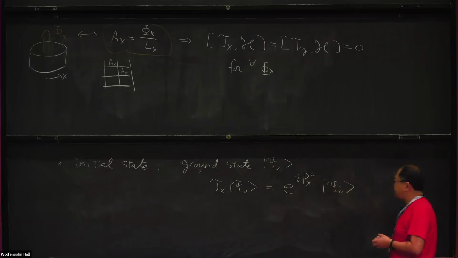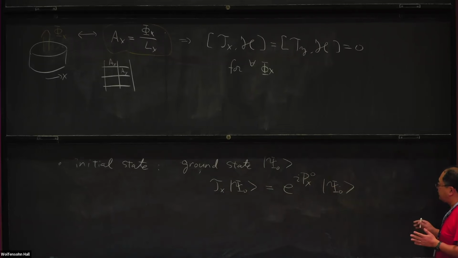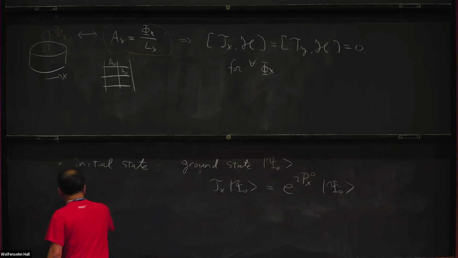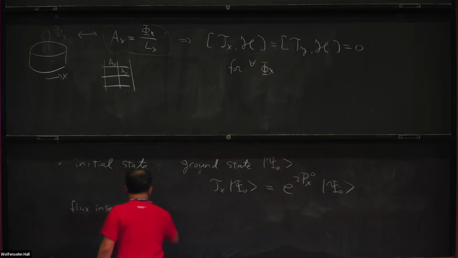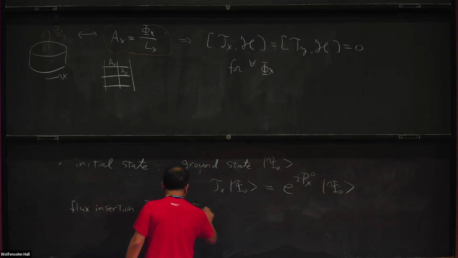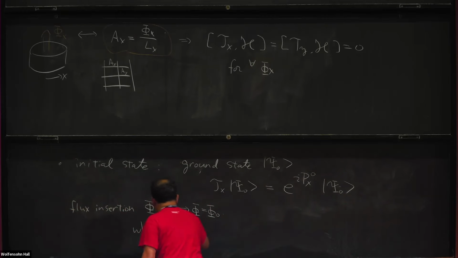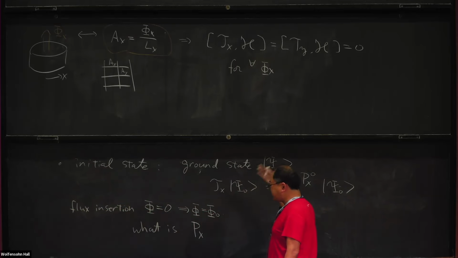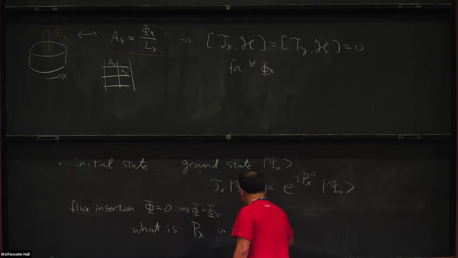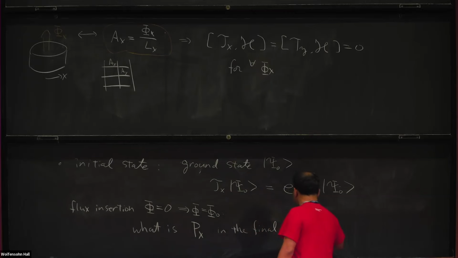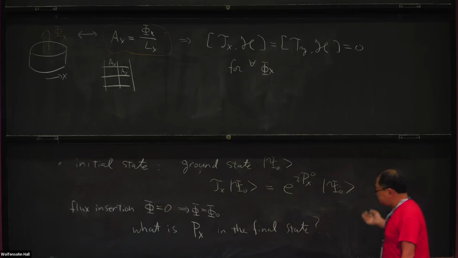But anyway, we have this initial value of the total crystal momentum. And then I do the flux insertion, from phi equals 0 to phi equals phi 0. Then the question is, what is the total crystal momentum in the final state? So this is my question. And in fact, this can be immediately answered.